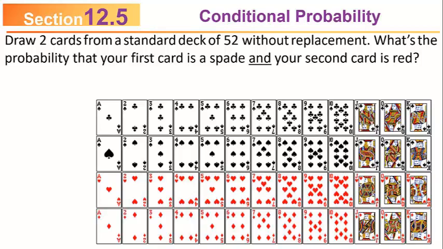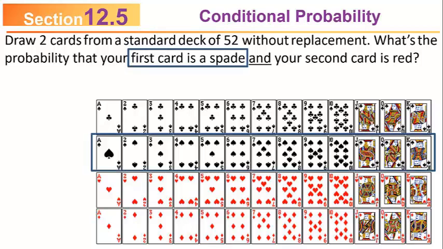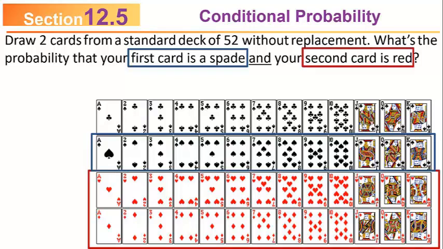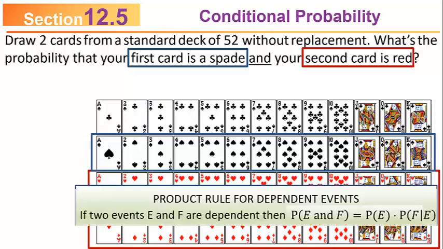Recall your deck of cards. You have to know enough about a deck of cards to answer these sort of questions. The first card being a spade causes you to look at the deck of cards and realize that there are 13 spades in the deck. The second card being red causes you to look at the deck of cards and realize that 26 of those 52 cards are red. The product rule for dependent events says if 2 events E and F are dependent, then the probability of E and F is the probability of E times the probability of F given E.